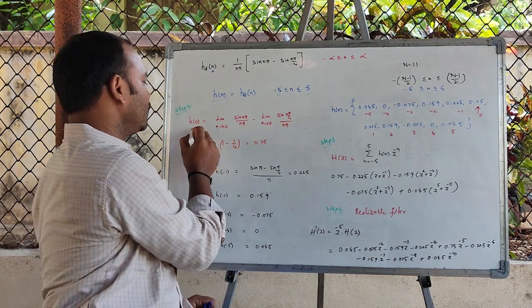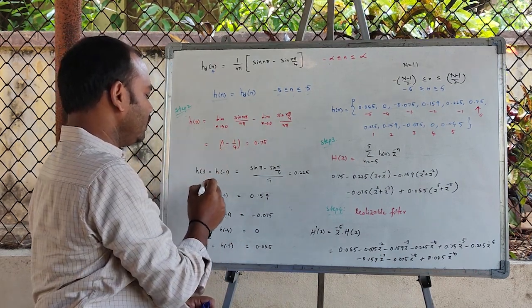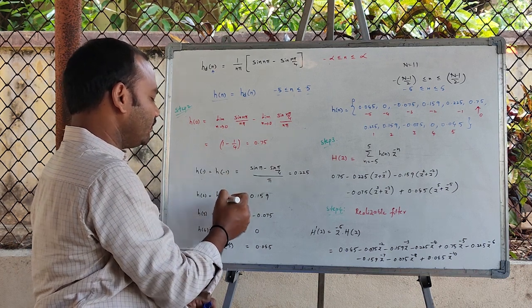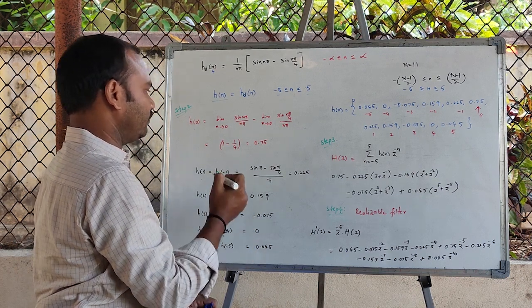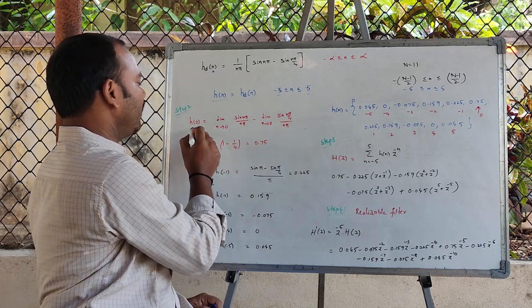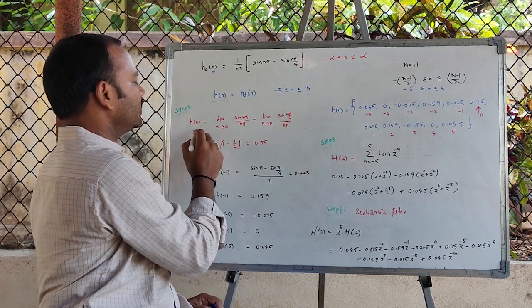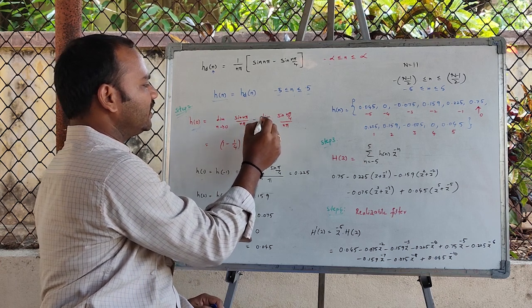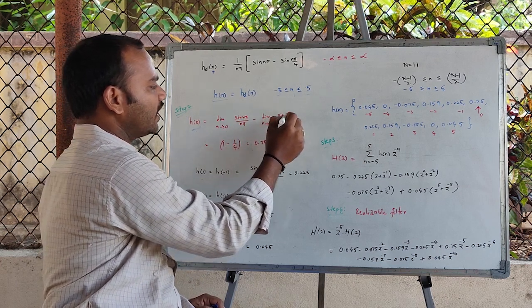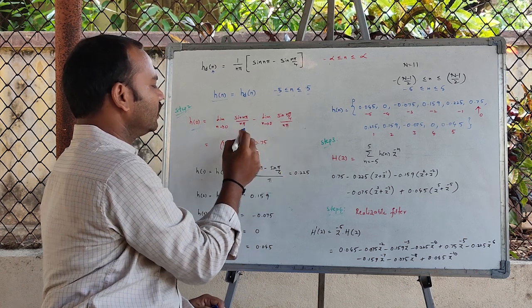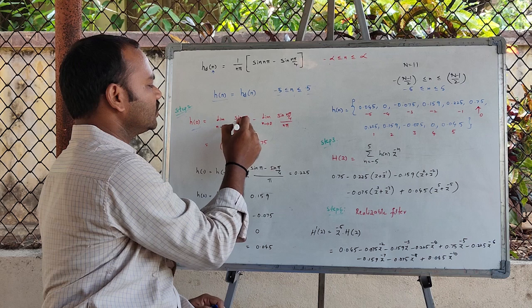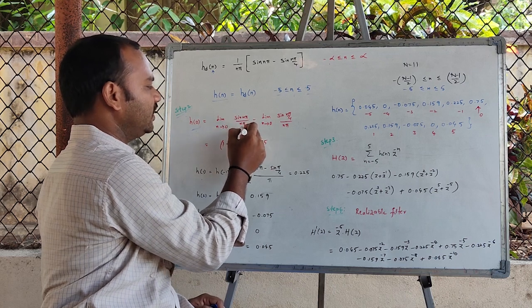So h of 0 value, h of 1 value, h of 2, h of 3, h of 4, h of 5, and minus 1, minus 2, minus 3, minus 4 and minus 5. First, to find the value of h of 0, it is limit n tends to 0 sine n pi by n pi minus limit n tends to 0 sine n pi by 4 by n pi. Now here the value of the first limit, limit theta tends to 0 sine theta by theta, value is 1.